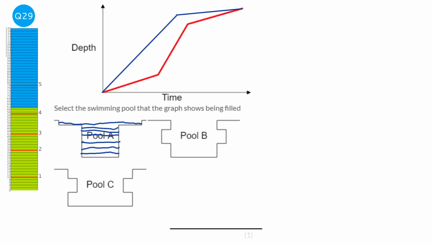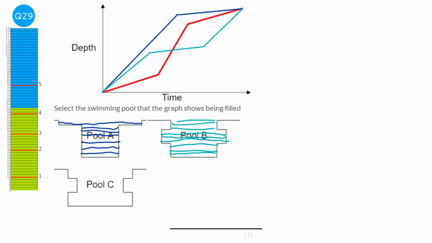So for pool B, we start off actually quite quickly, it's quite thin, and then we have a wider bit here, so it will go slower here, and then we go quickly again. So we need a graph that starts off quite quickly, then goes slowly, and then goes quickly.